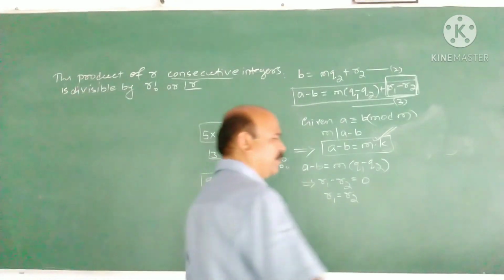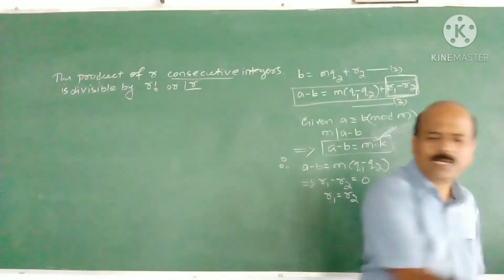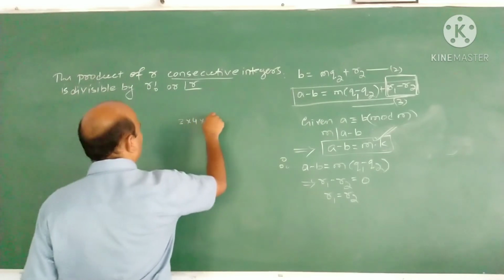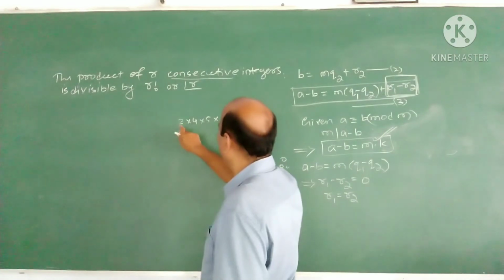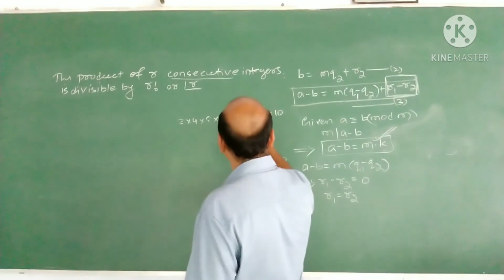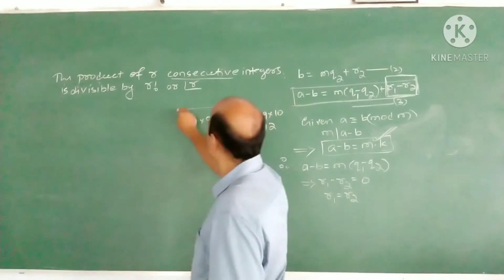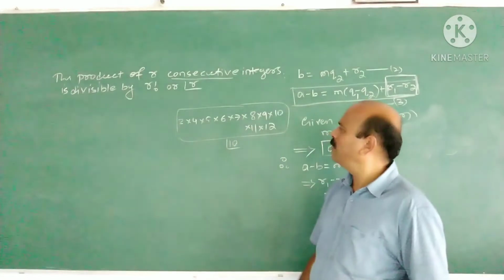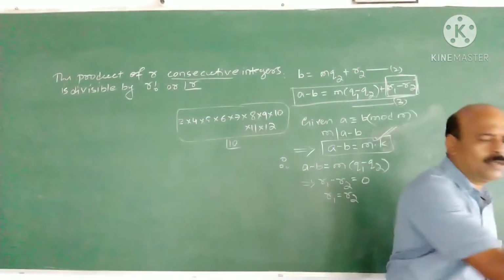So the result is: any product of r consecutive integers. Suppose there is a product of 10 consecutive integers, 3, 4, 5, 6, 7, 8. How many? I have taken 10: 1, 2, 3, 4, 5, 6, 7, 8, 9, 10. Then it is divisible by 10 factorial. That is the result. Now, how to prove this one?